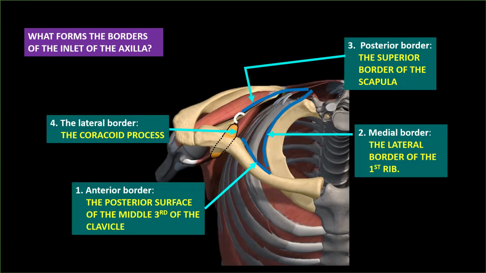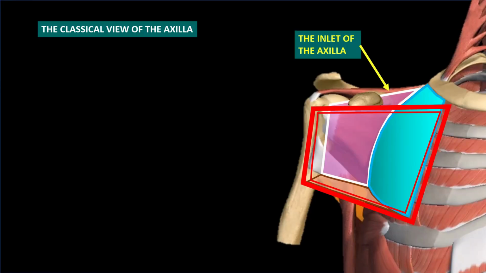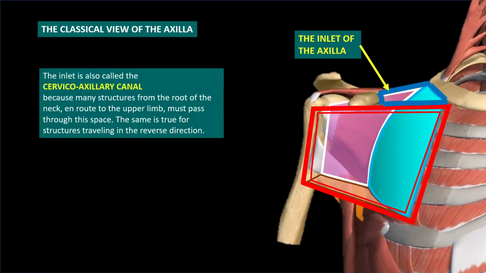4. The lateral border, the coracoid process. Let's return to the classical view of the axilla. The inlet of the axilla. The inlet is also called the cervico-axillary canal because many structures from the root of the neck en route to the upper limb must pass through this space. The same is true for structures traveling in the reverse direction.